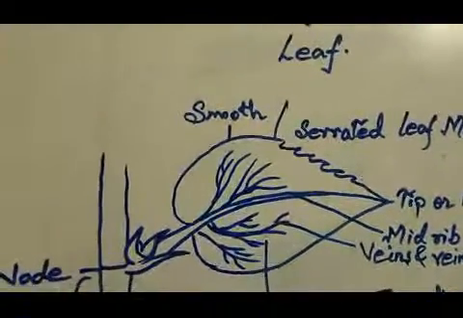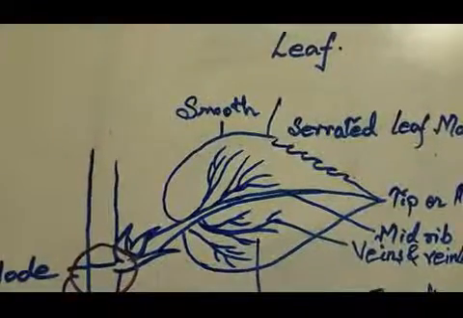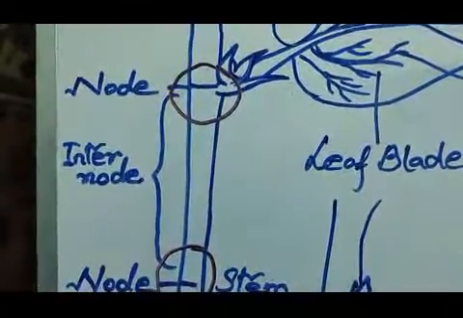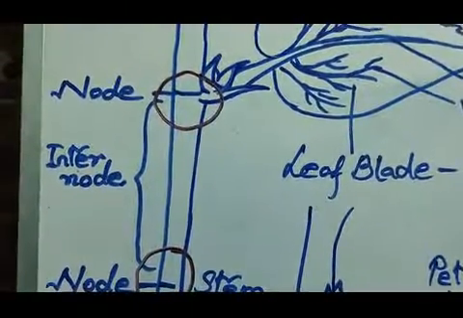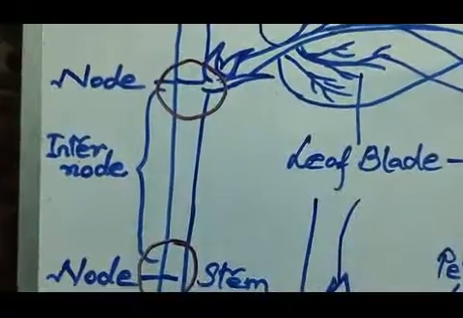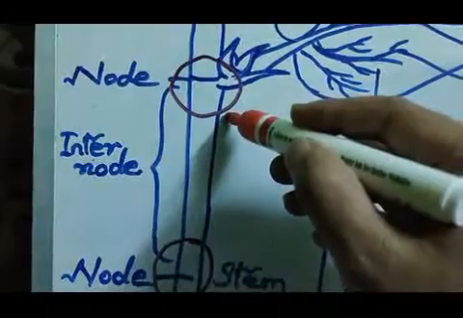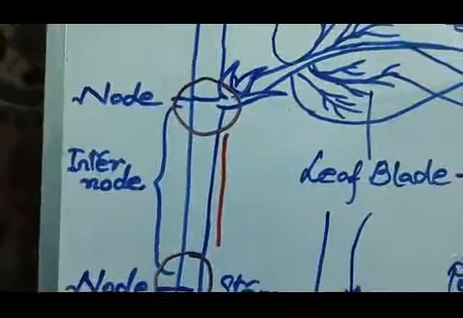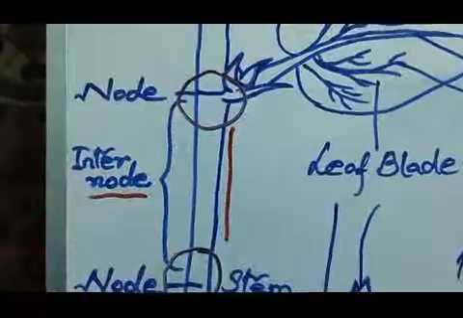On the stem we find points called nodes. These points or nodes are the origin point of a leaf. From the nodes, the leaves arise. There is a non-leafy part between the nodes. They are called the internodes.